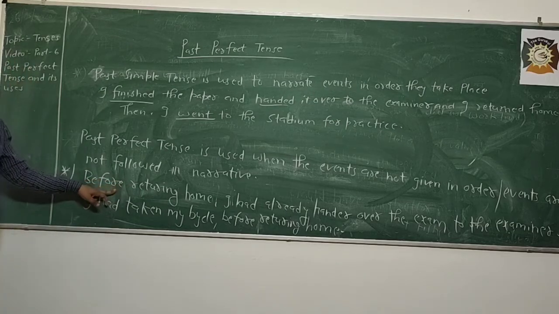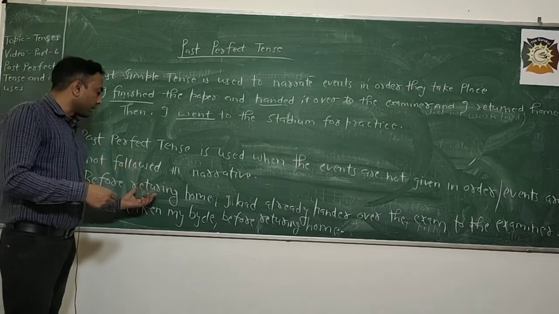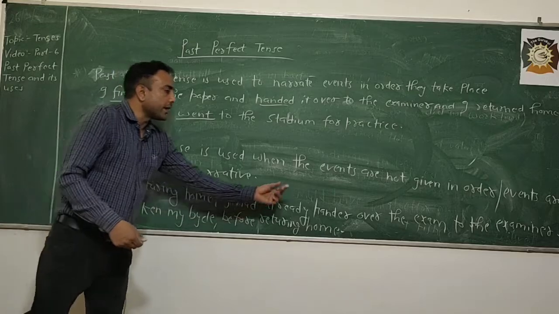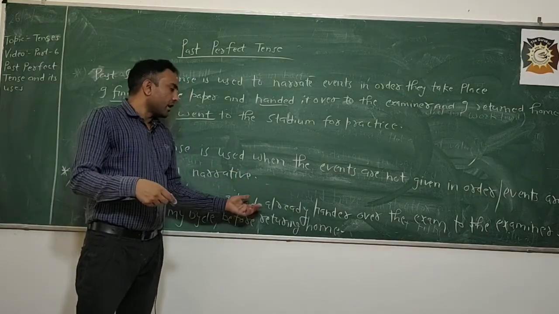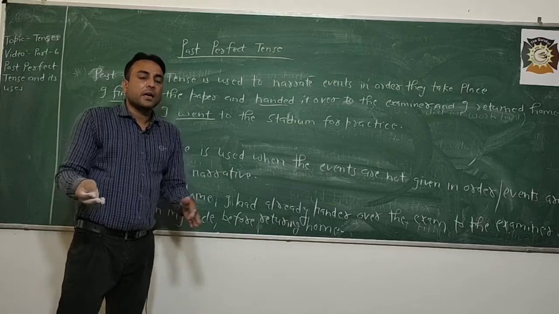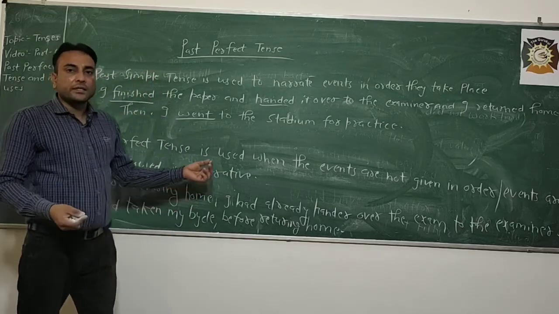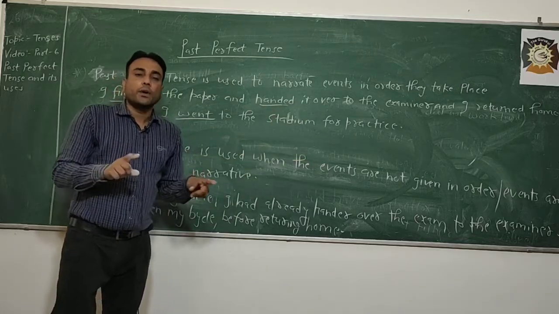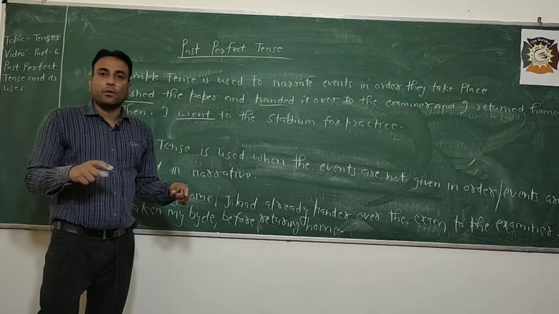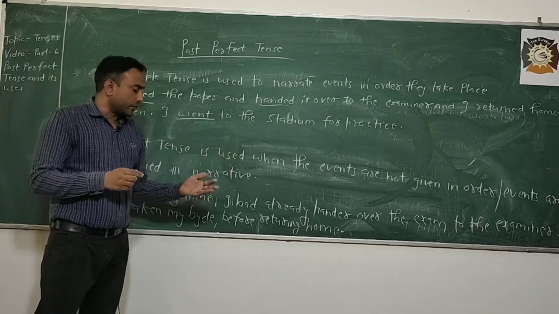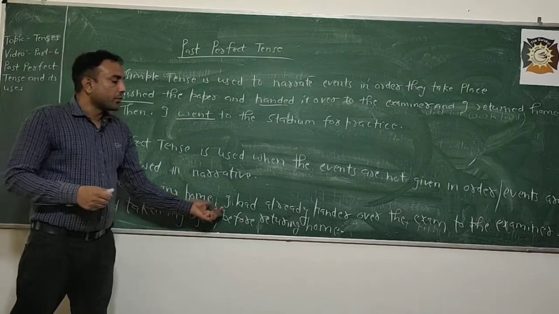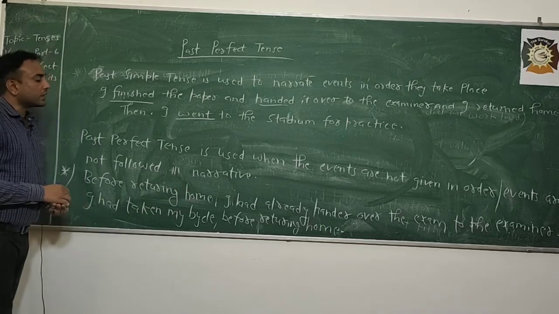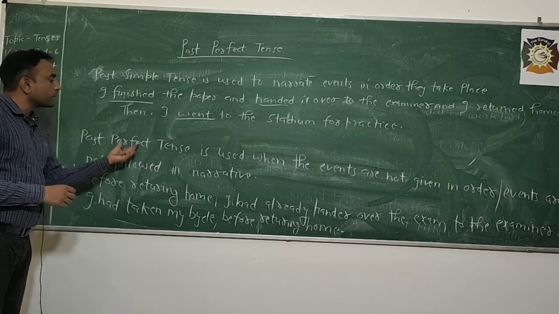Listen to me. These events are not following a proper order before returning home. First of all you should say that I had handed over the exam to the examiner before returning home, and you can say I had handed over the exam to the examiner and I returned home. But the events are not in a proper order and a proper narrative is not followed. So I had taken my bicycle before returning home. Since the things are not given in order, that's why we will use past perfect tense.